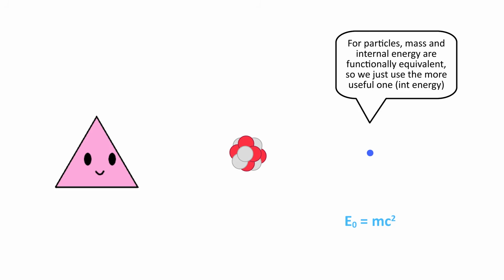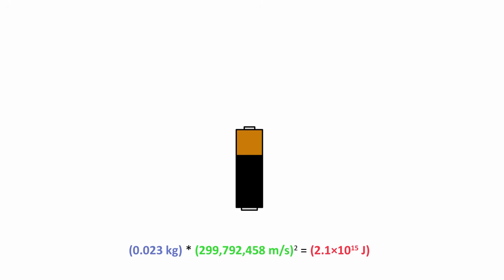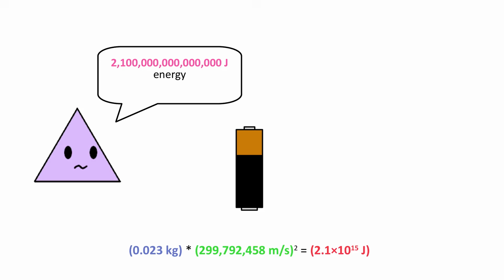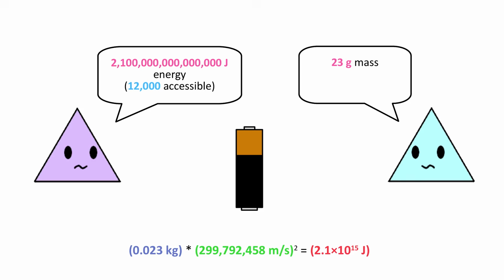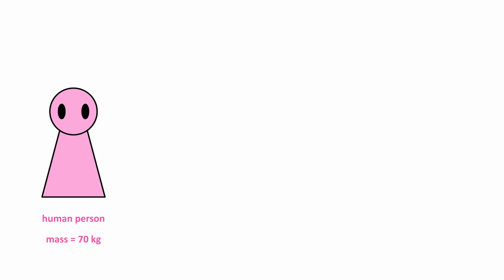For larger objects, it is still true that E0 equals mc squared, and mass and internal energy are equivalent, but we usually split it up by accessibility. For example, instead of saying the battery has 2.1 quadrillion joules of internal energy, of which only 12,000 is accessible chemical energy, we treat this first part as mass, but the second as energy, even though it contributes a few picograms of mass too. But where does the starting mass even come from? To answer that, we're going to deconstruct the mass of an entire human person.